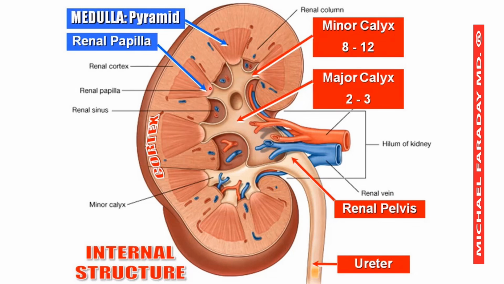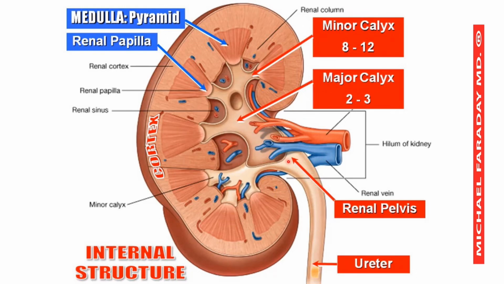So here, this is the minor calyx, this is the minor calyx, and this is another minor calyx. The minor calyx will come together to form the major calyx. Okay, so this is a major calyx, this is also a major calyx. These major calyxes will also come together and form, okay, the renal pelvis. So this is the renal pelvis. The renal pelvis will continue as the ureter.